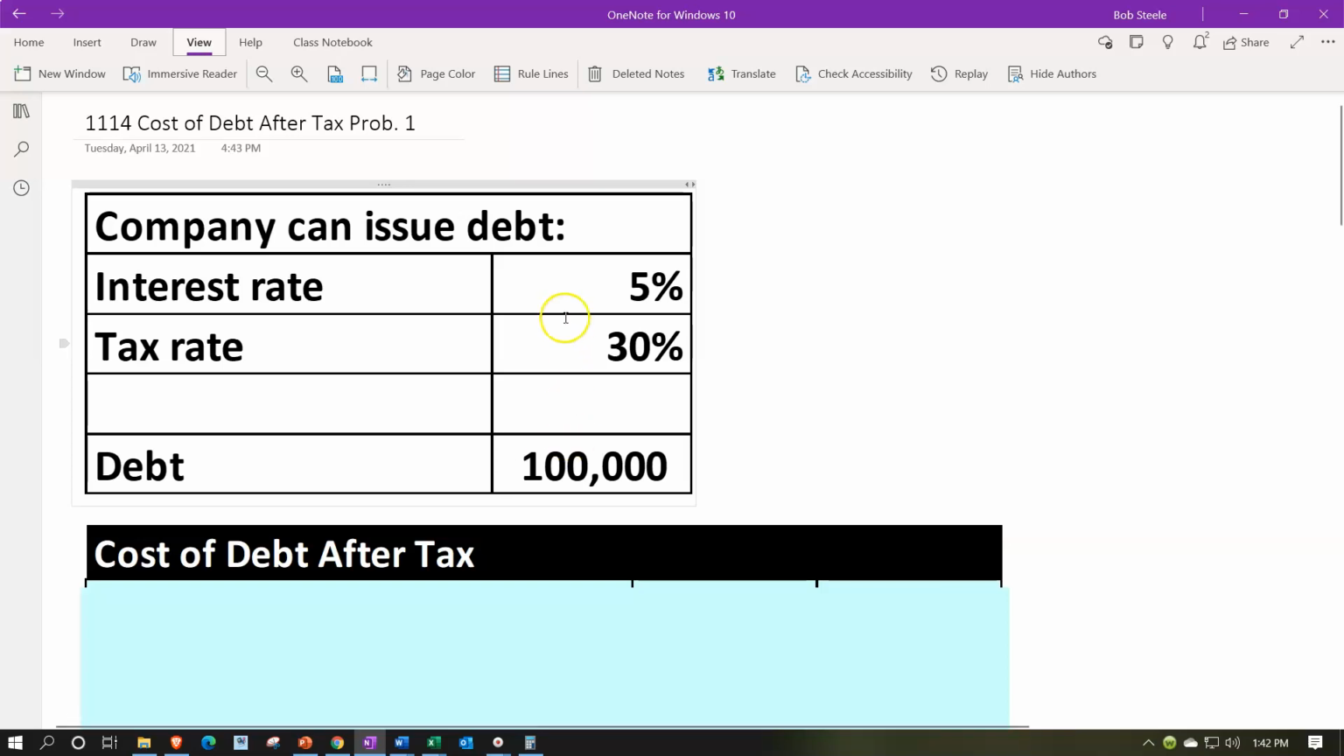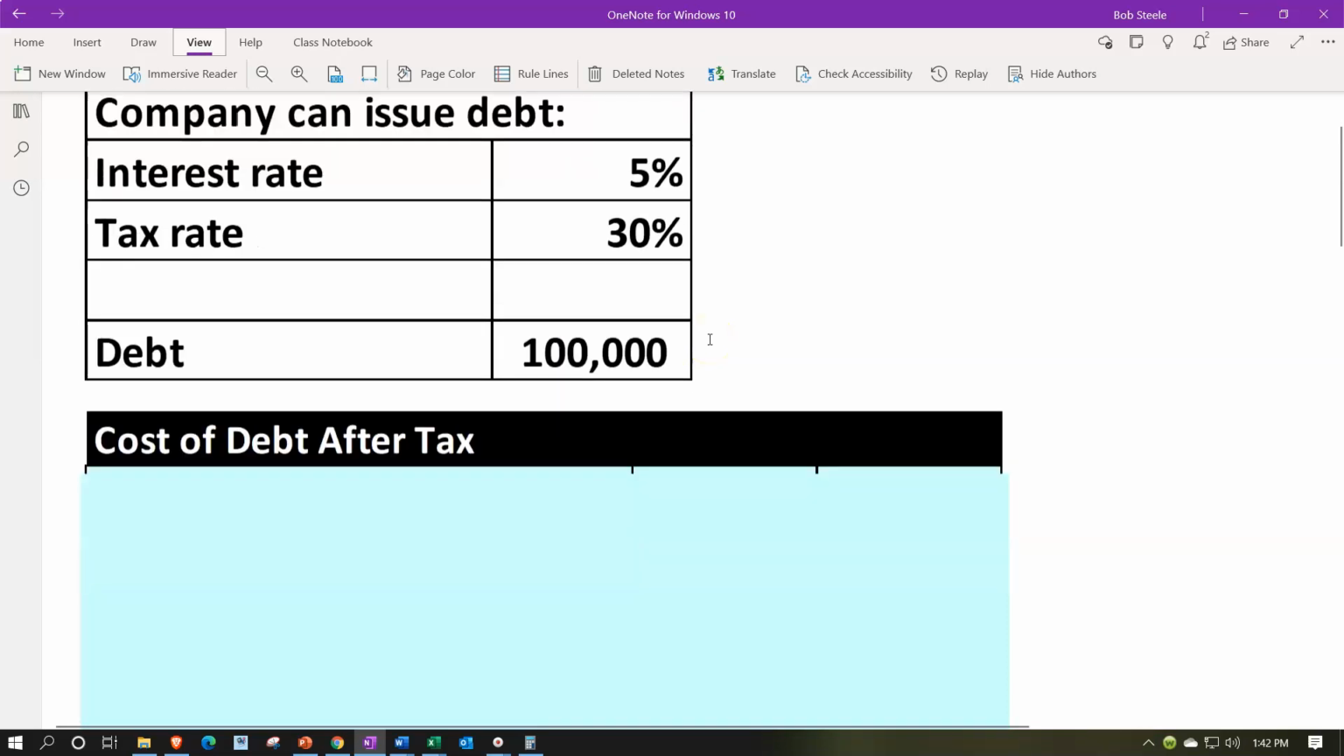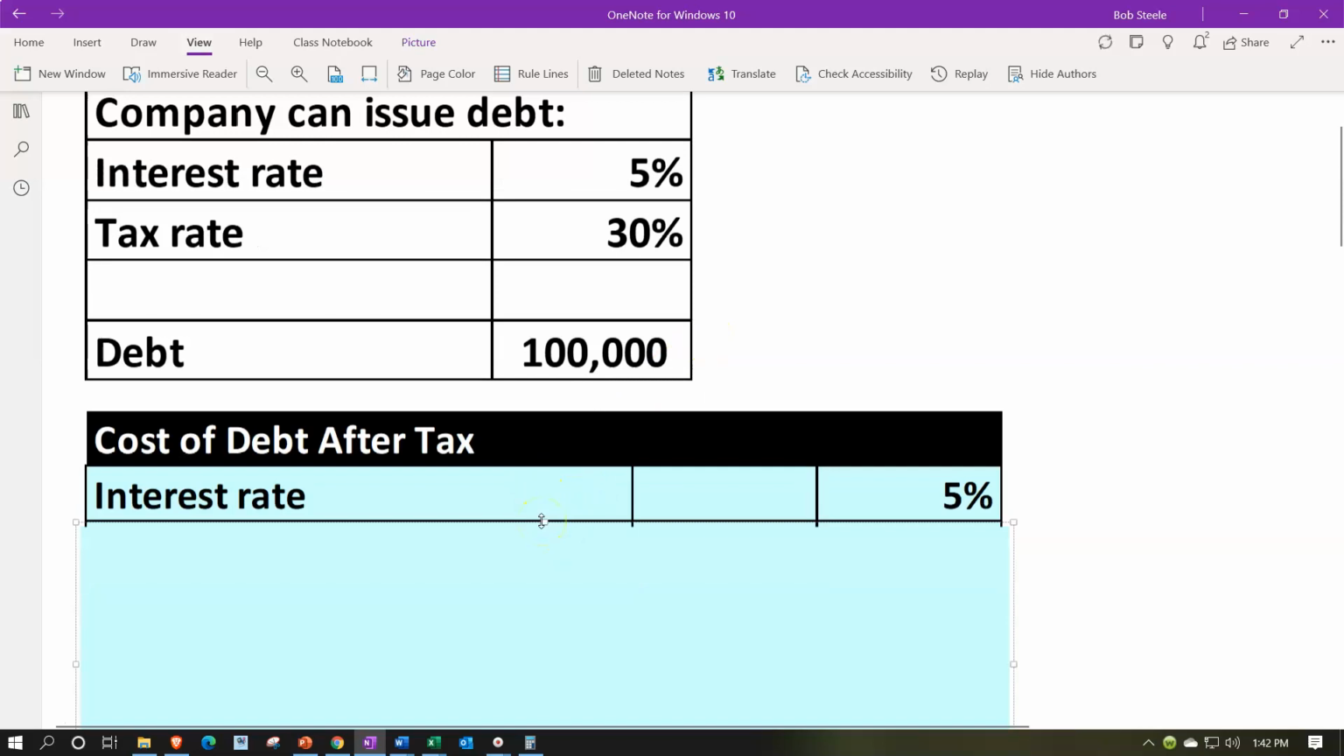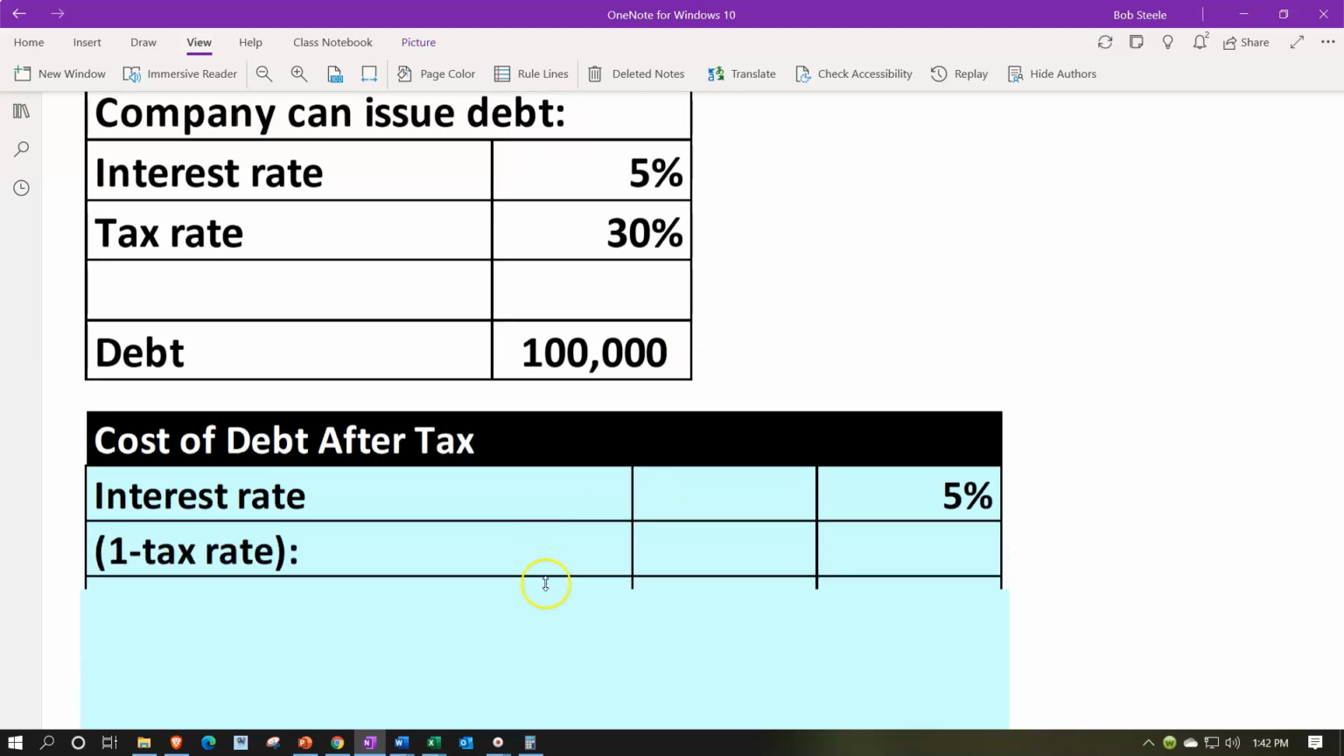But let's first do this interest calculation. This is very important to have in your mind. You kind of just want to memorize the formula, but you also want to intuitively understand what's going on as well. So that'll help you to memorize it. So we're going to say the cost of debt after taxes calculation. We're going to say the interest rate is going to be the 5%. And then we're going to take 1 minus the tax rate. So the tax rate is 30%.